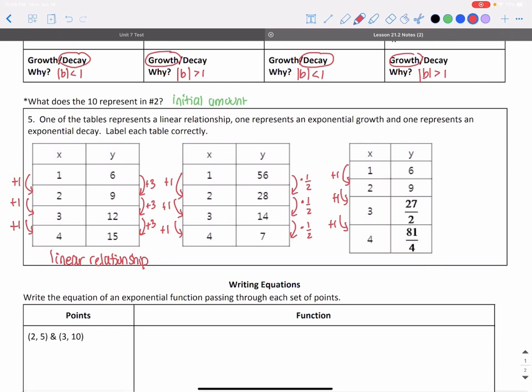So I know that because this represents my growth rate, and my growth rate is b, if b is less than 1, I know this is decay. So this is exponential decay.